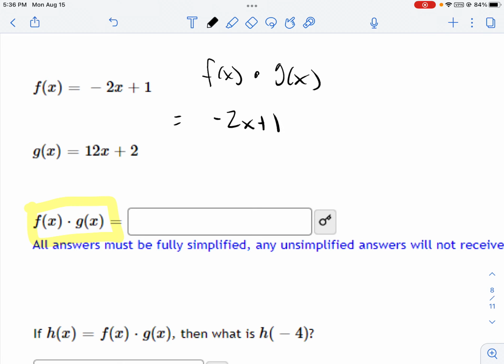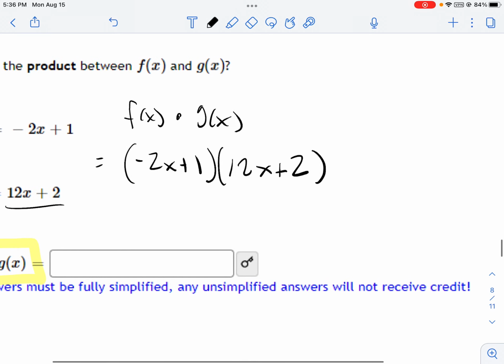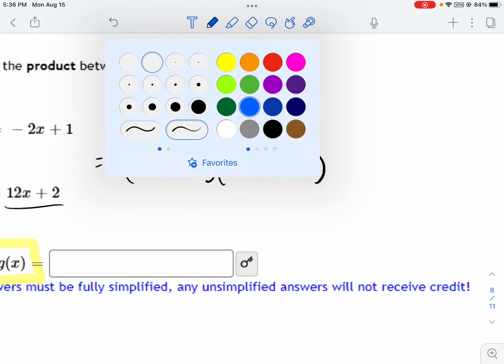And if we're multiplying this, you will need to have parentheses. You need them, okay? Because if you're multiplying, you want to make sure that you're saying, hey, you're multiplying all of this, not just the 1 or not just the negative 2x. And then we'll need parentheses around the g of x too, which we're told is 12x plus 2. All we need to do is just substitute that in. And once you do, all we have to do is simplify this expression. So, let's get started.